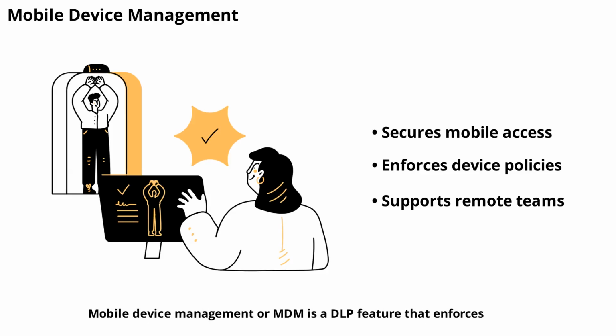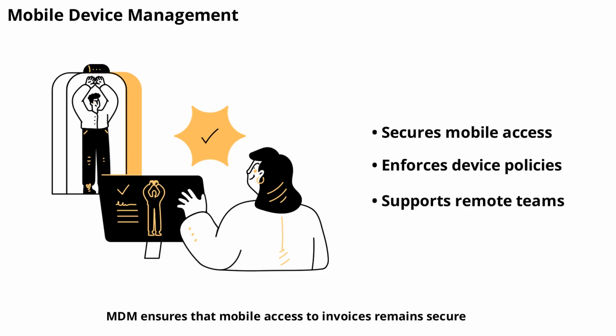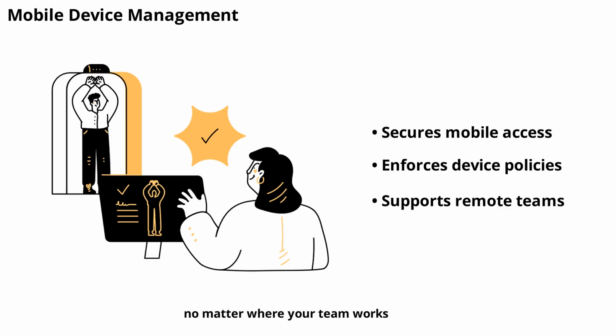With remote work on the rise, employees often access invoices from mobile devices. Mobile Device Management, or MDM, is a DLP feature that enforces security policies on smartphones and tablets. It can restrict invoice downloads, require device encryption, and remotely wipe data if a device is lost or stolen. MDM ensures that mobile access to invoices remains secure no matter where your team works.